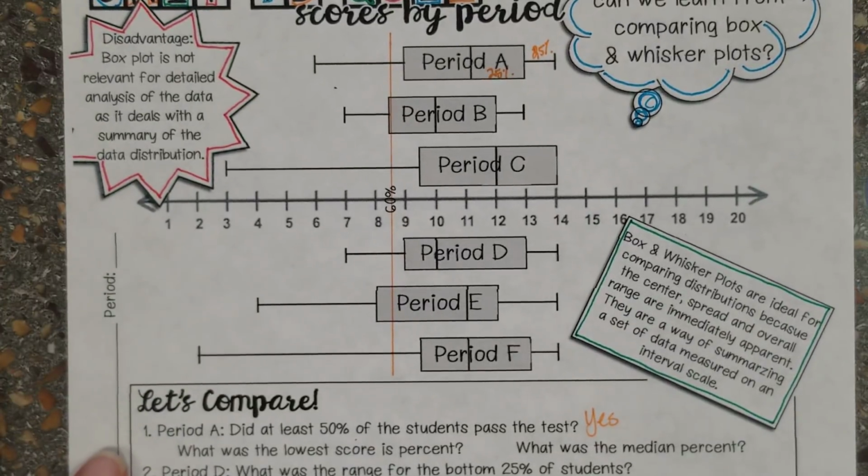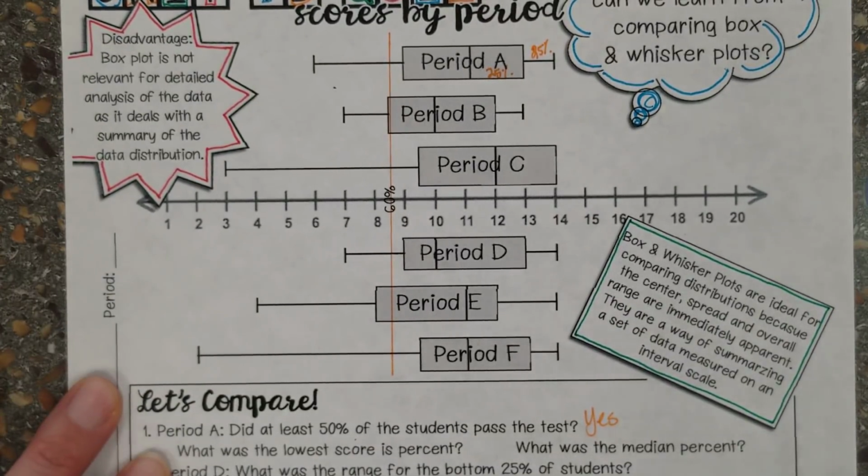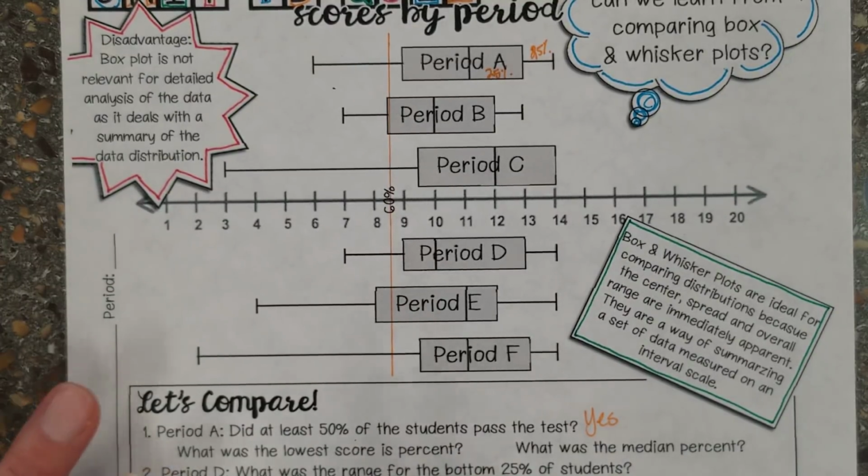Okay, all right. So the next question: What was the lowest score? I just want to know in percentage, what's the lowest score for period A? That was worded wrong, sorry.